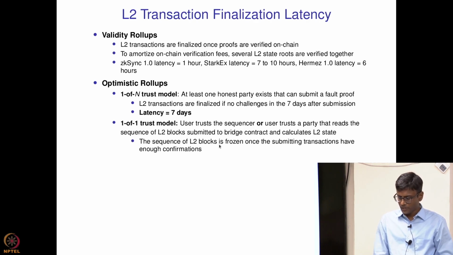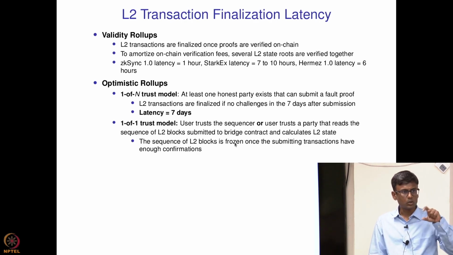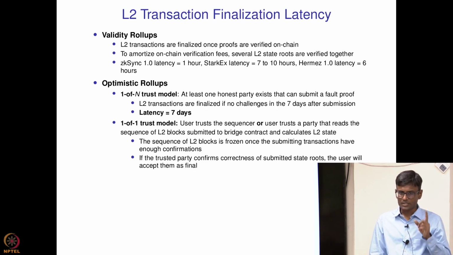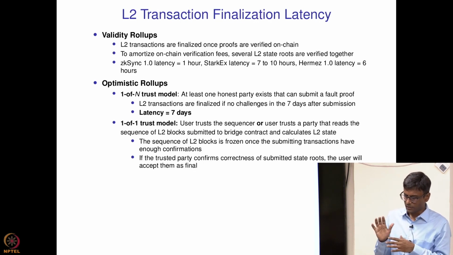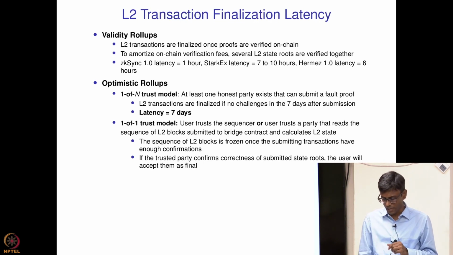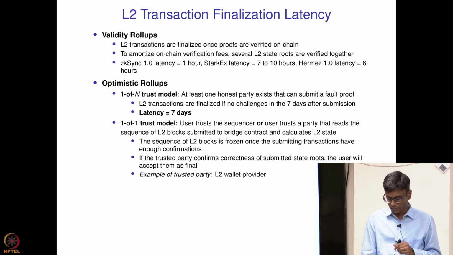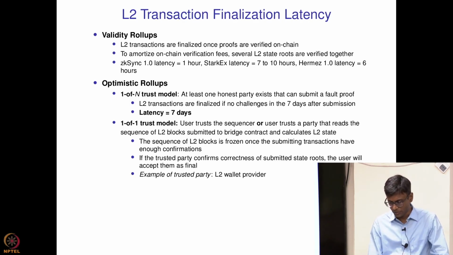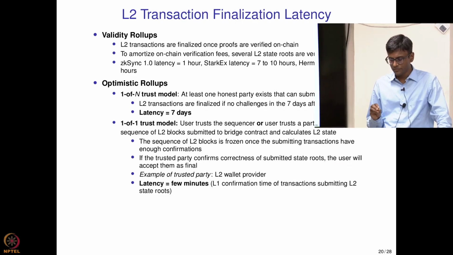So the sequence of layer 2 blocks is frozen once the transactions in the call data have enough confirmations. If the trusted party or layer 2 wallet confirms that the state roots are correct, the user will accept them as final. An example of this is an L2 wallet provider. In this case the latency is a few minutes.